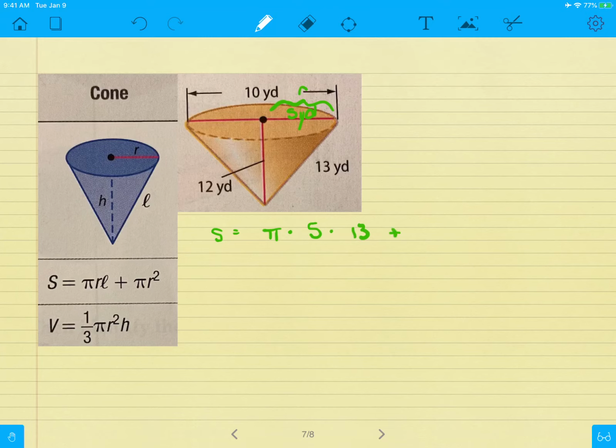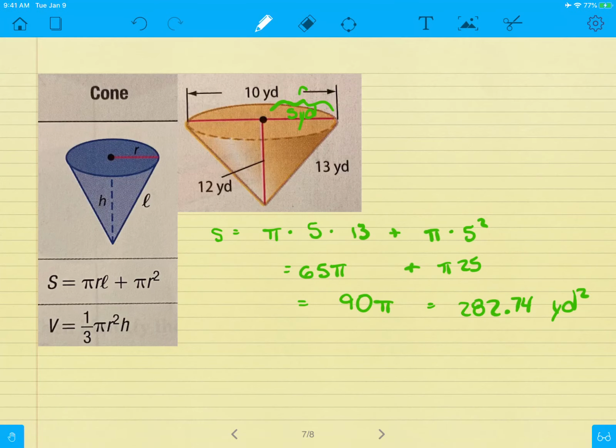We're going to add the circle, the top of the circle, pi times my radius squared, so 5 squared. So this ends up being 25 times pi plus 5 times 13 is 65 pi. And so this ends up being a total of, what is that, 90 pi's? That's 25 plus 65 is 90. And then if we take 90 times pi, the total surface area is 282.74 little squares, and they're in yards on the surface of this thing.